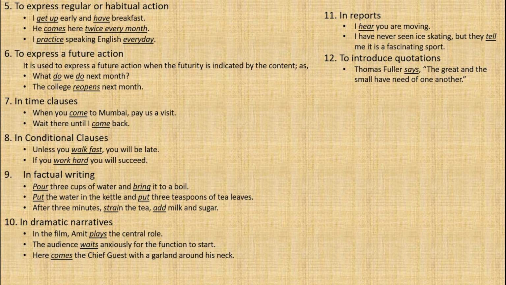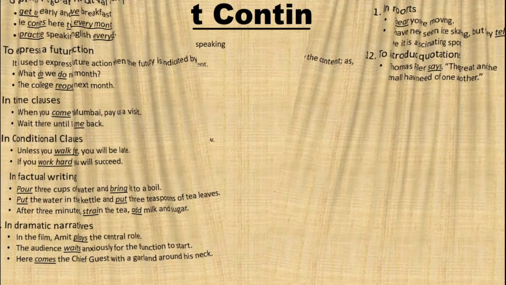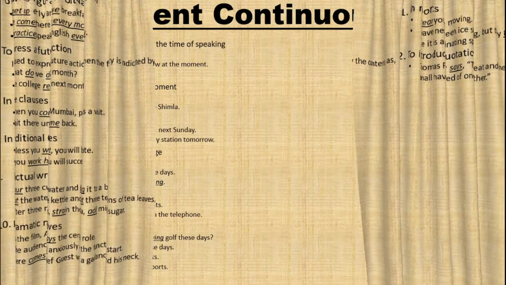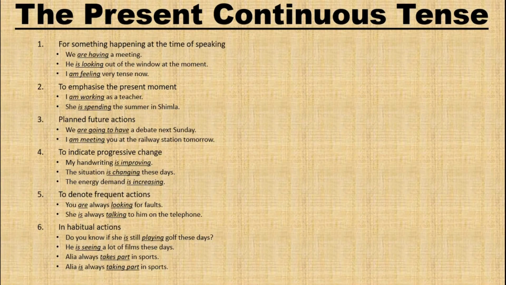So now let's move to the next topic, that is the present continuous tense. This tense happens when the situation is happening now and it will continue happening for a few moments. Alright. So let's see. Number one, for something happening at the time of speaking.